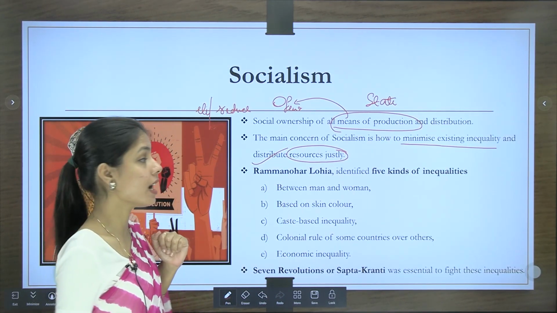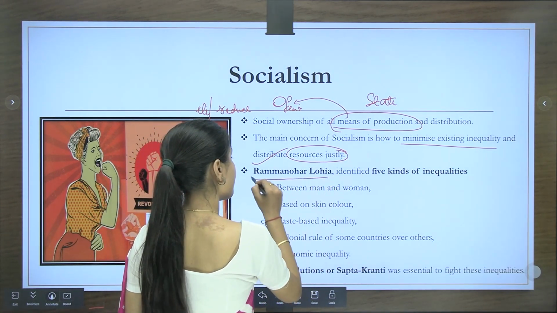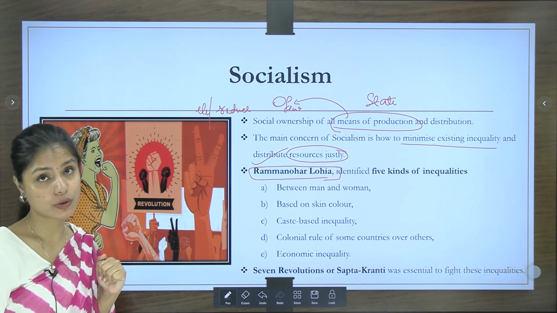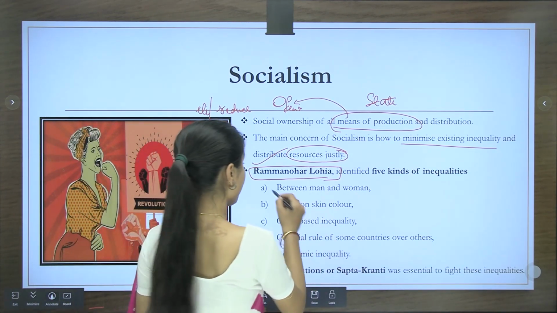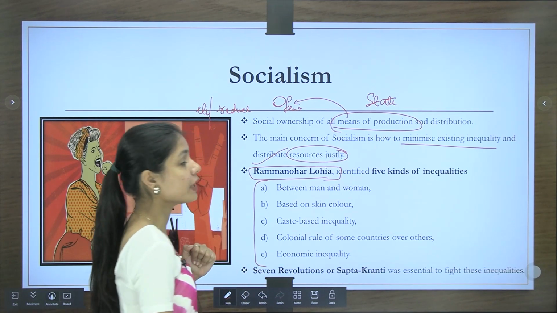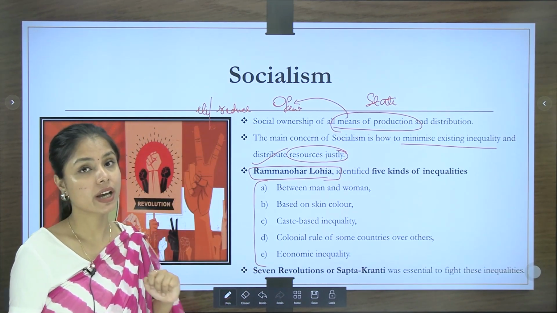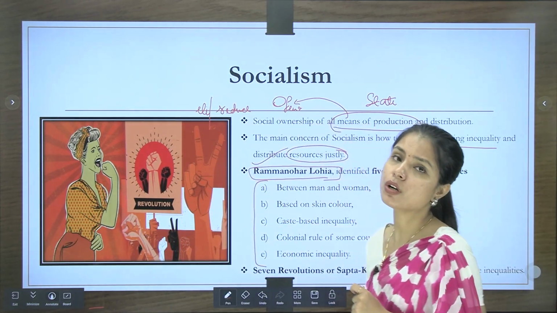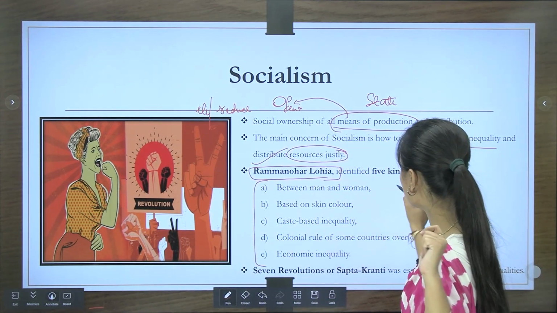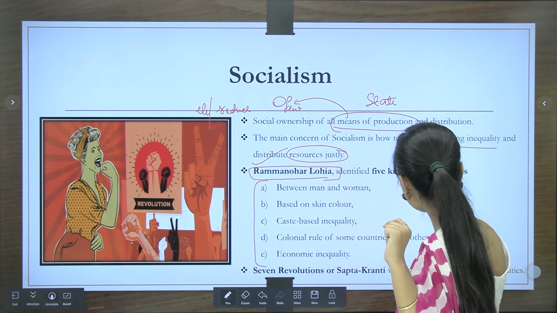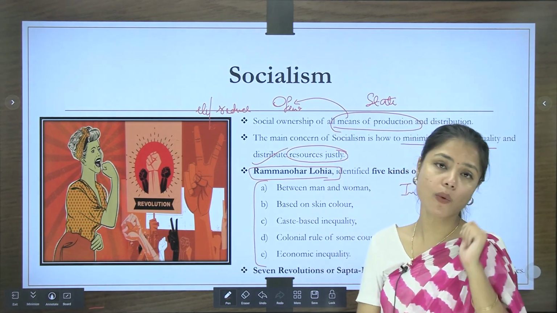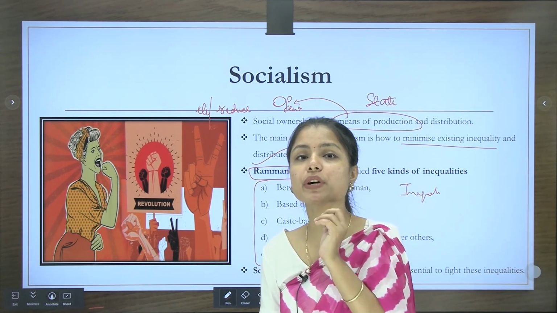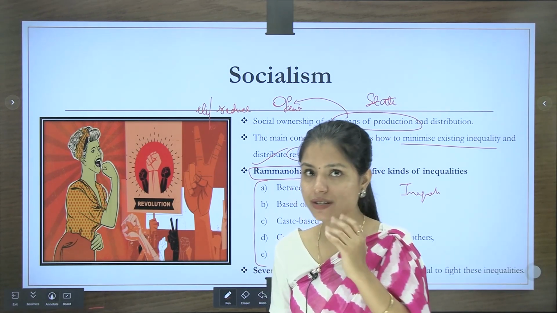Now, if you look at your NCERTs, they also talk about Ram Manohar Lohia here. So you might get a question in prelims about this particular topic, where they may ask you which are the 5 kinds of inequalities that Ram Manohar Lohia believes in. Now, this is a very important concept as well, because Ram Manohar Lohia believed that, when you talk about inequalities, there are not one but many forms of inequalities that exist, and each of them will require a separate action plan. So you need to understand it this way.